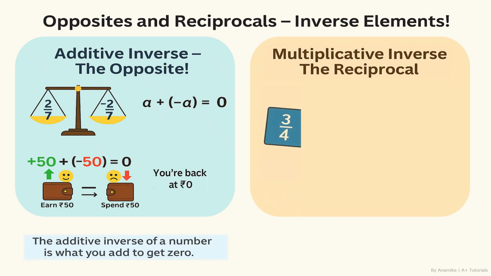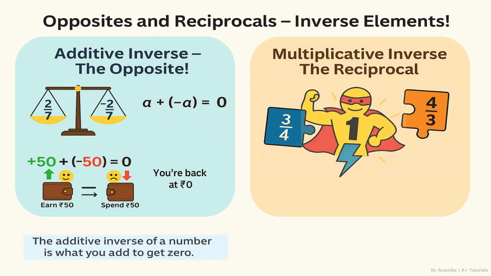Now meet the next inverse, the multiplicative inverse, or as we like to call it, the reciprocal. Take 3 over 4. Its reciprocal is 4 over 3. Multiply them and you get 1. Just like that, boom, we are back to our identity 1.